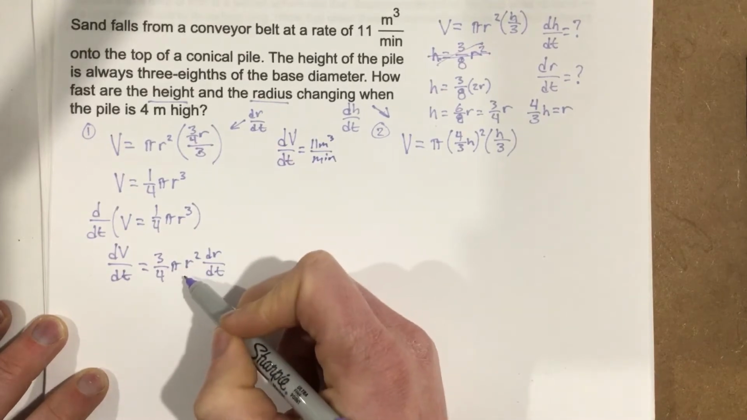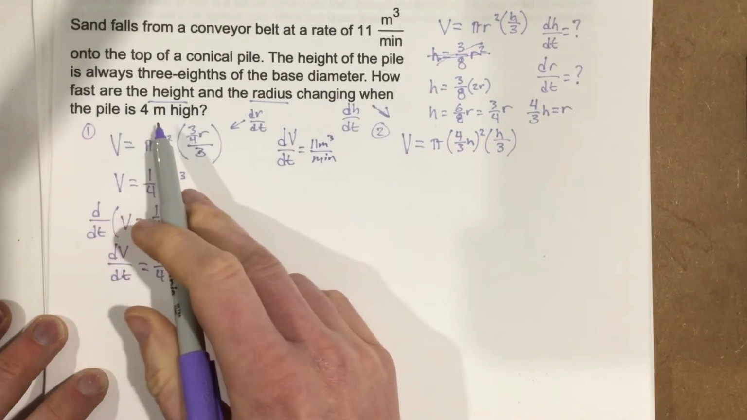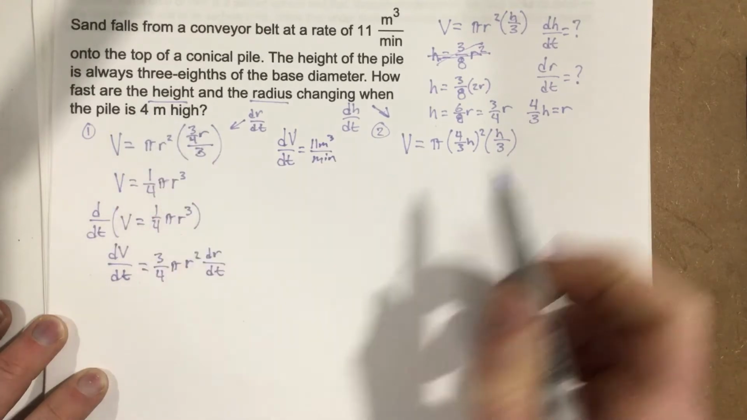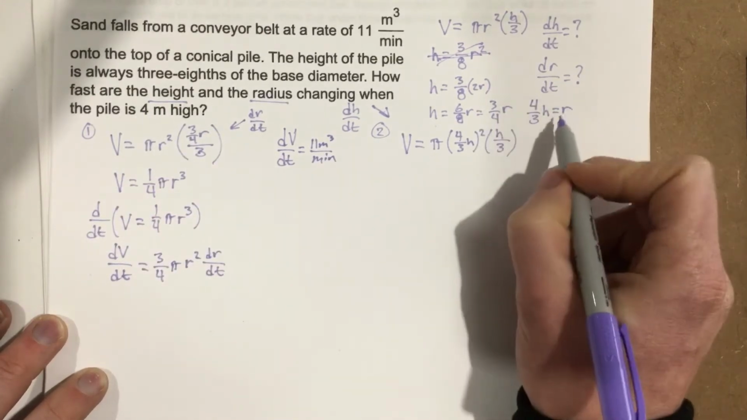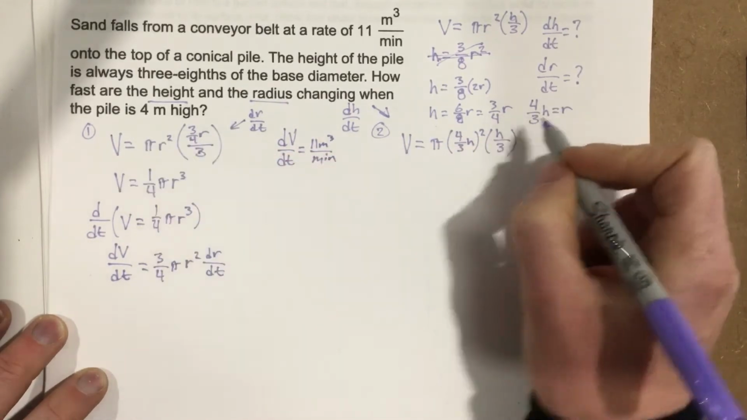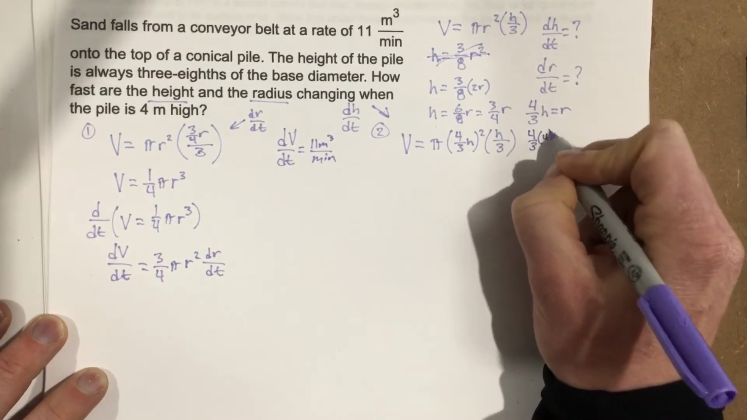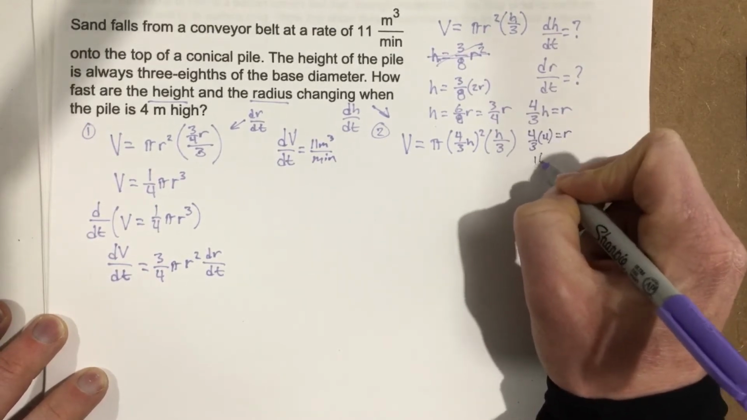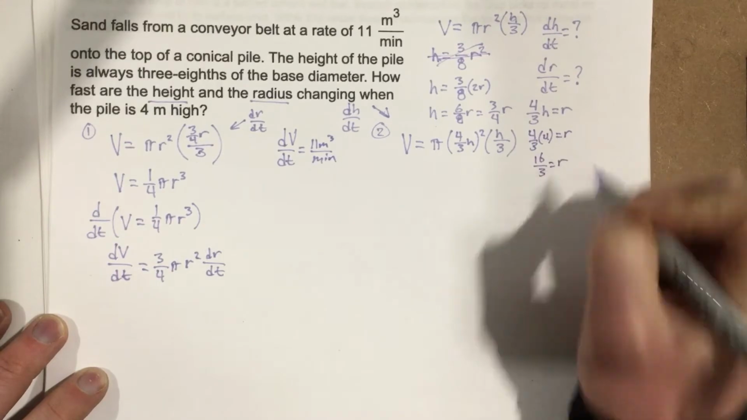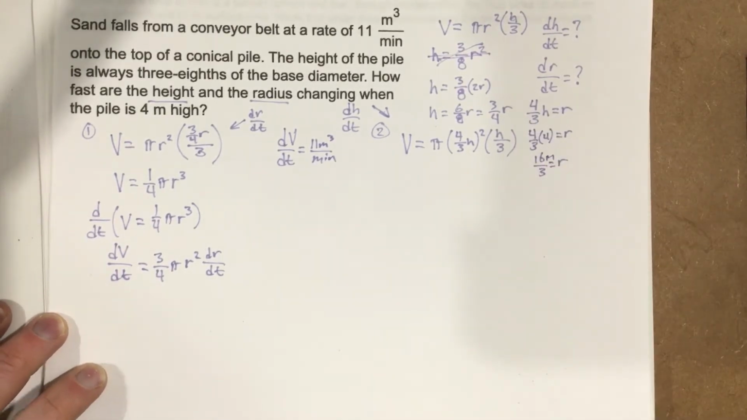Do we know the radius? It says, how fast are the height and the radius changing when the pile is 4 meters high? So they give us the height. Can we find the radius from that? Well, we can right here, because if the height is 4, let's plug 4 into this. We end up with 4/3 times 4, which is the radius. So 16 over 3 is the radius, and that's 16 meters over 3.